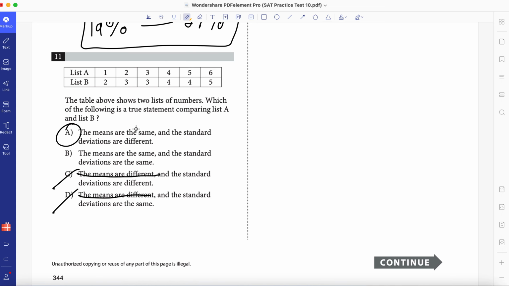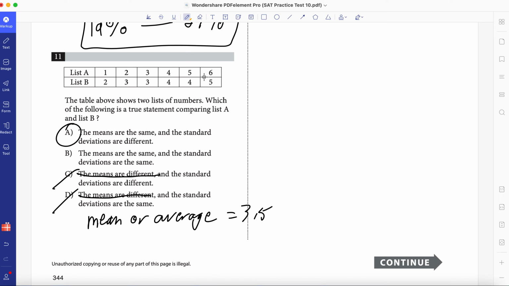So the answer for this one is going to be A, and let me just walk through it. We know that they have the same values of 3 and they have the same values of 4 and 5. So these three both have a value of 2. We know that the mean, or the average, equals 3.5. And now we just need to see which numbers deviate farther from 3.5. So the farthest number over here is 2, and the farthest number over here is 5. But the farthest numbers for list A are 1 and 6.